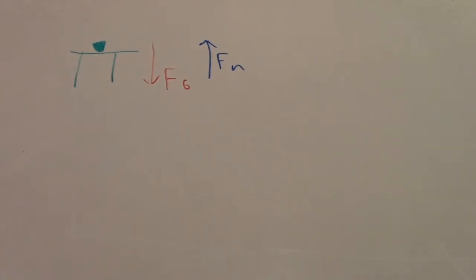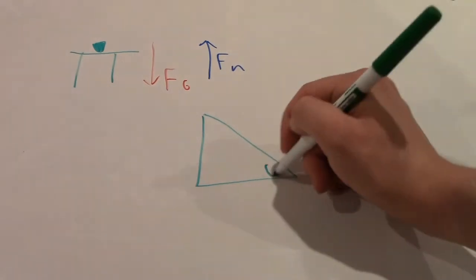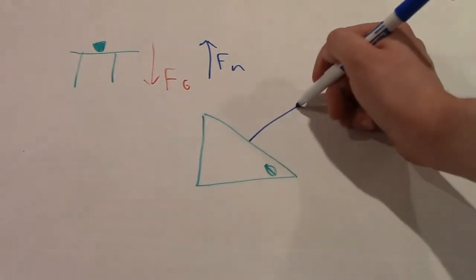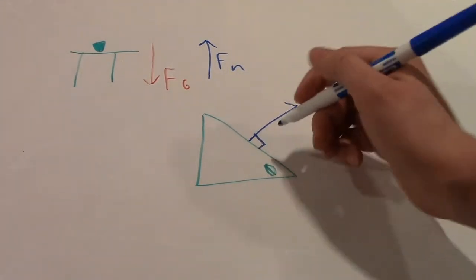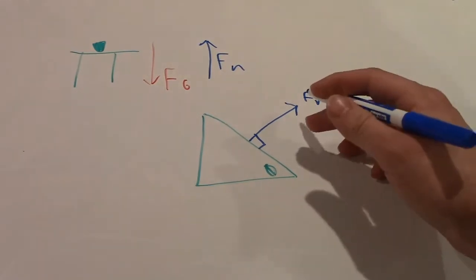Now, I mentioned that the normal force is always perpendicular to the surface. So, say we have a slant with angle theta. In this case, the normal force is off to the side because it's perpendicular to the surface. So it's not straight upwards, it's off to the side.